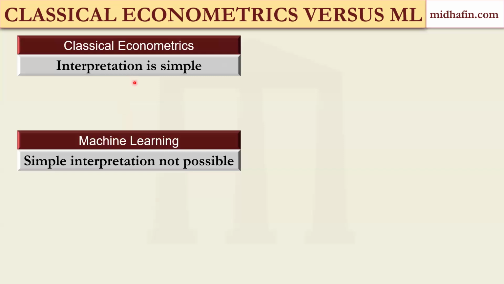In classical econometrics, the models are easy to interpret. For example, in multiple regression, if you want to interpret the slope coefficient, it is quite easy, right? A one unit increase in X leads to some units increase in Y, keeping everything else constant. Again, it aligns quite well with economic theory. But in machine learning, as we discussed, models are often like black boxes, and practitioners are completely okay with that, as I said earlier. So simple interpretation is not possible.